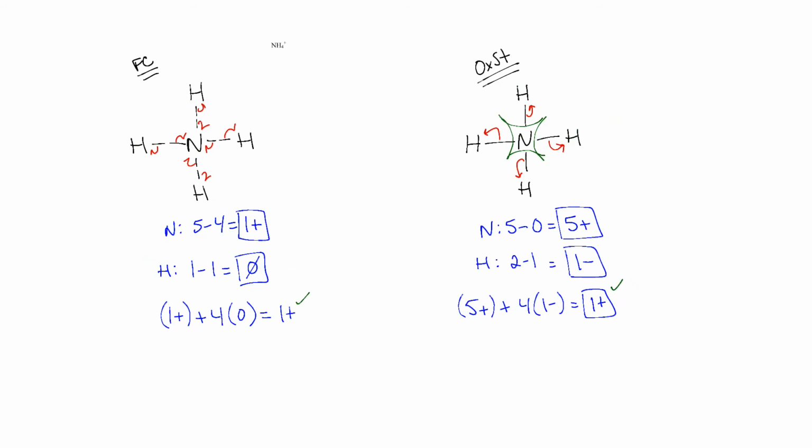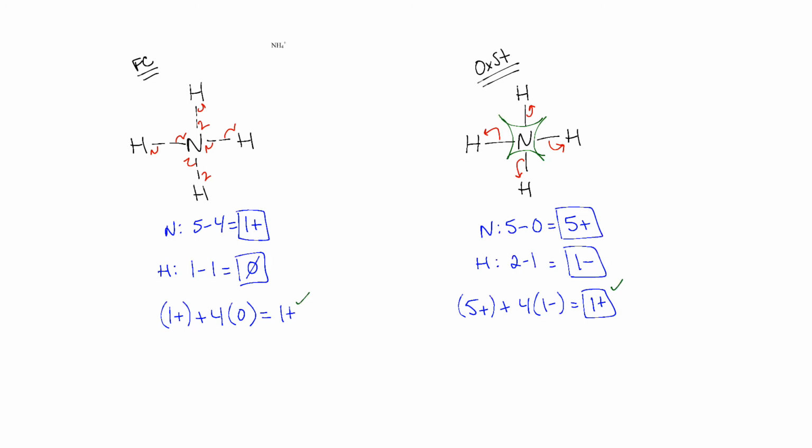The last example is NH4+, the ammonium cation, of course. Half pushing arrows on the formal charge structure show that nitrogen has a formal charge of 1+. Hydrogens are all at 0, so we get an overall charge of 1+. For the oxidation state structure, remember that all these bonds are going to go to hydrogen, and the oxidation state of nitrogen then would be 5+. The oxidation state of hydrogen would be 1-, and we would get a total charge of 1+, which is correct.